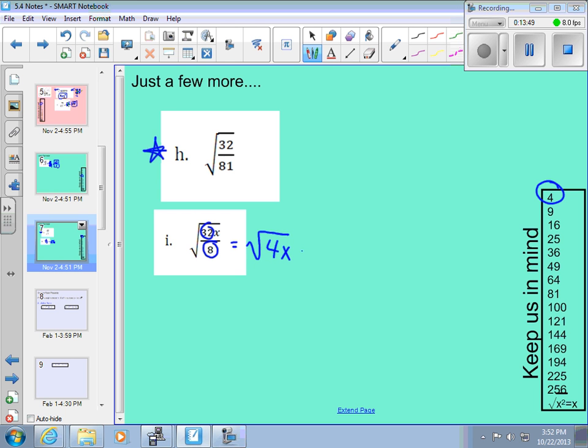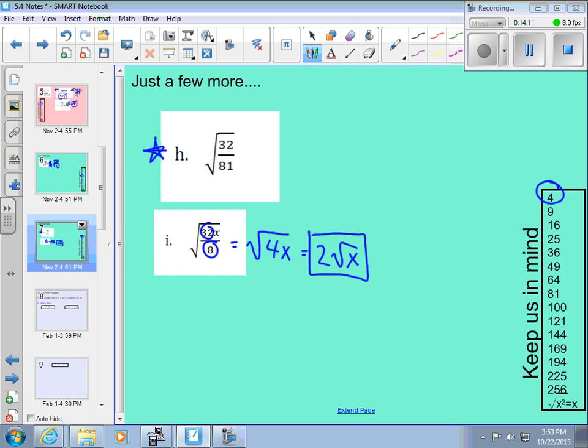So we know square root of 4 is 2. Okay, but we still have this x left in the radical sign. Does that simplify out of the radical? Nope. It doesn't have any exponent, so we can't take that out unless it has another friend to come out with it. So this one answer would be 2 square root of x.